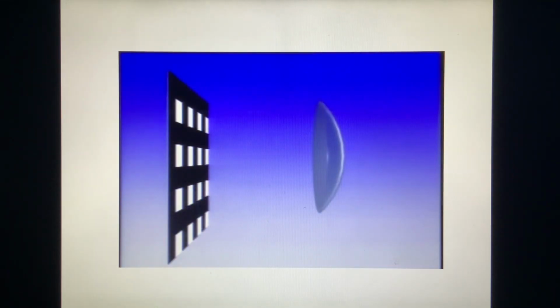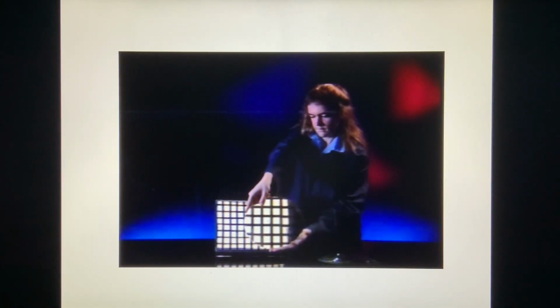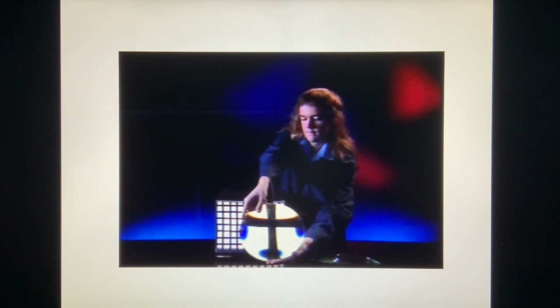This animation shows how the light from one square of the grid is bent inward by the convex lens, making the square appear larger to the camera because it appears as if the light is coming from these positions. If we move the lens farther out, the square appears even larger.